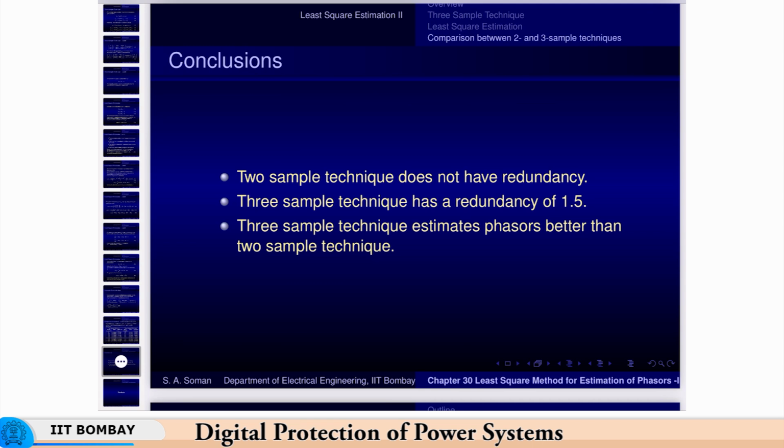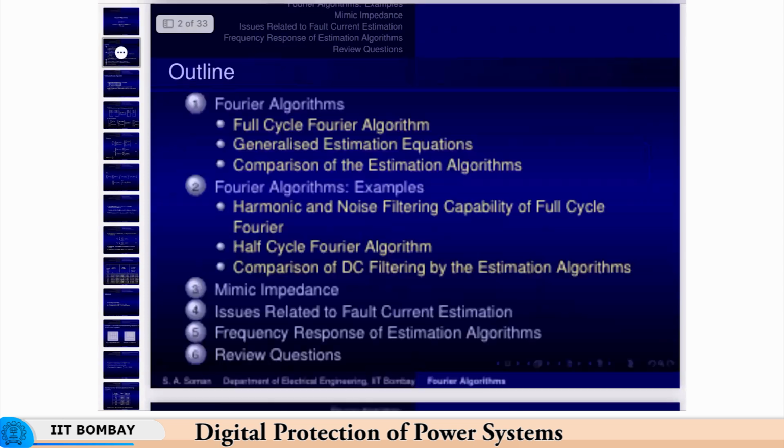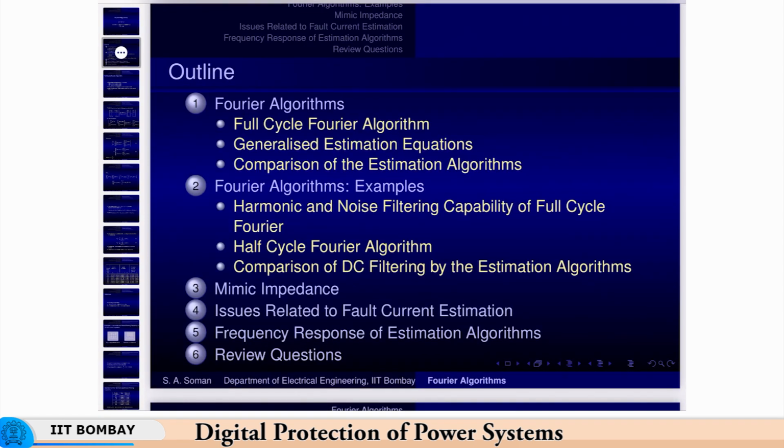Okay. So, now we will go on to another class of algorithms for phasor estimation, which is the Fourier or Fourier-like algorithms. Here in this case we will discuss the full cycle Fourier algorithms. We will discuss the equations pertaining to the same. We will look at trying to speed this up. We will discuss the reasons for that. Then we will look at half cycle Fourier algorithms, and then maybe in the next class we will look at how to eliminate DC offset using things like mimic impedance, etc.